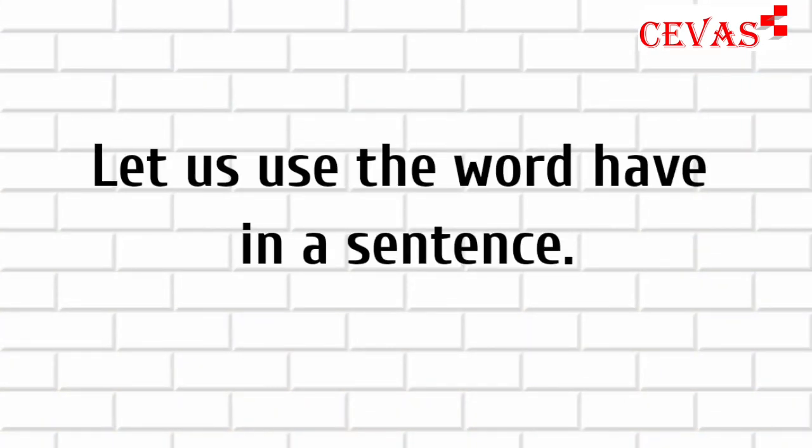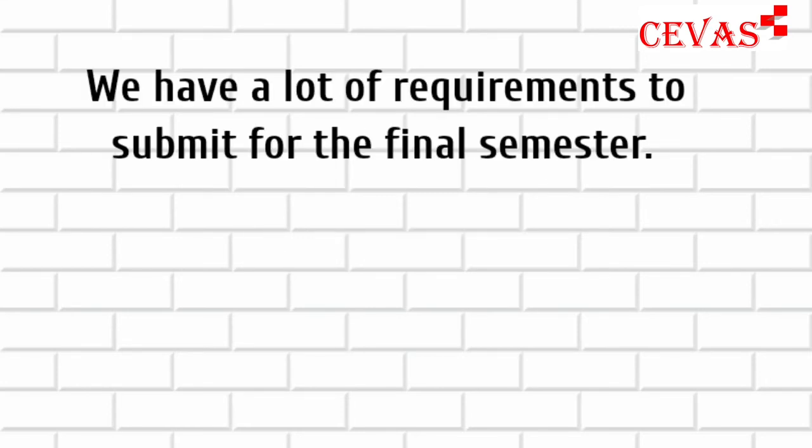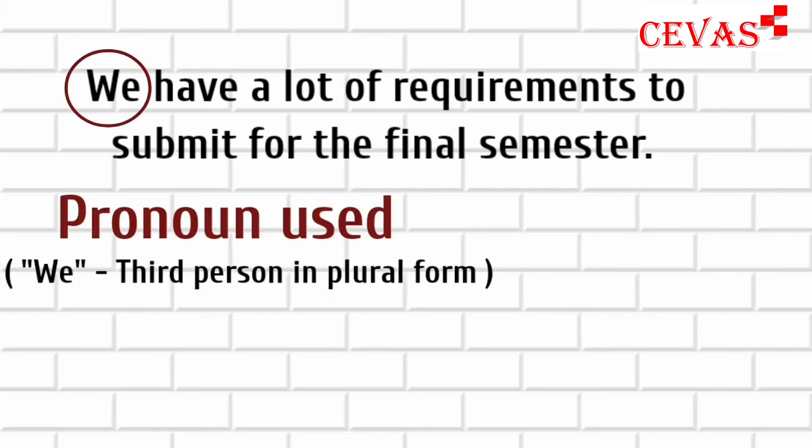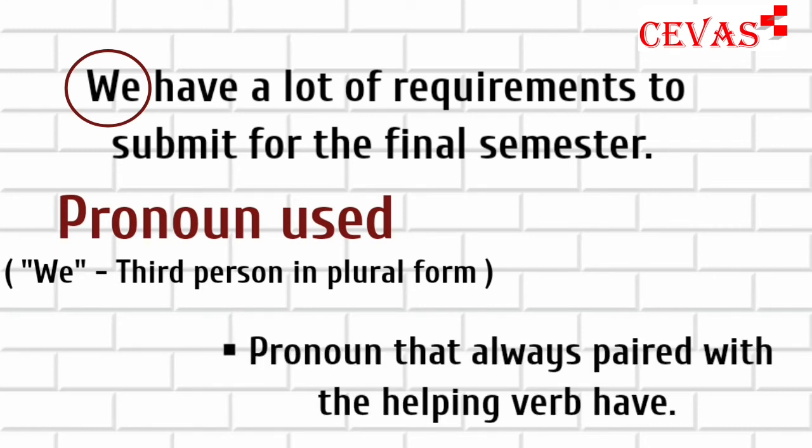Let us use the word have in a sentence. We have a lot of requirements to submit for the final semester. The pronoun we was used. And as I mentioned before, the word we is a pronoun that is always paired with the helping verb have.